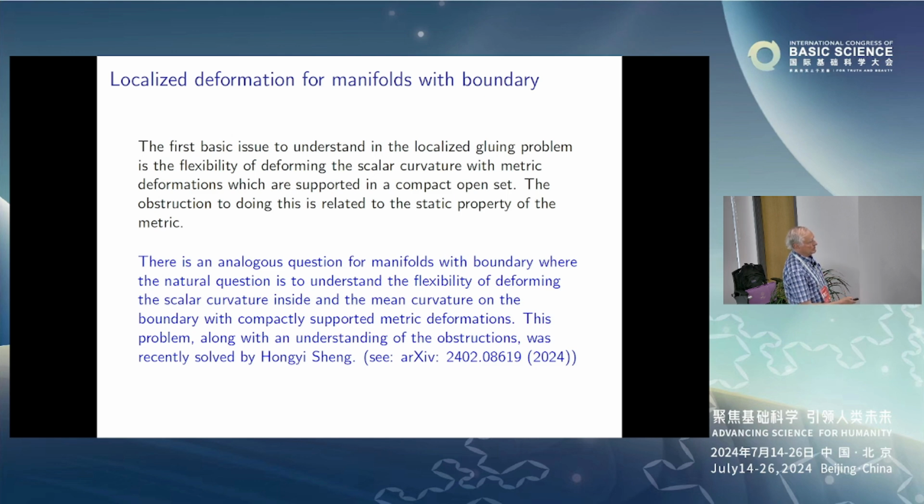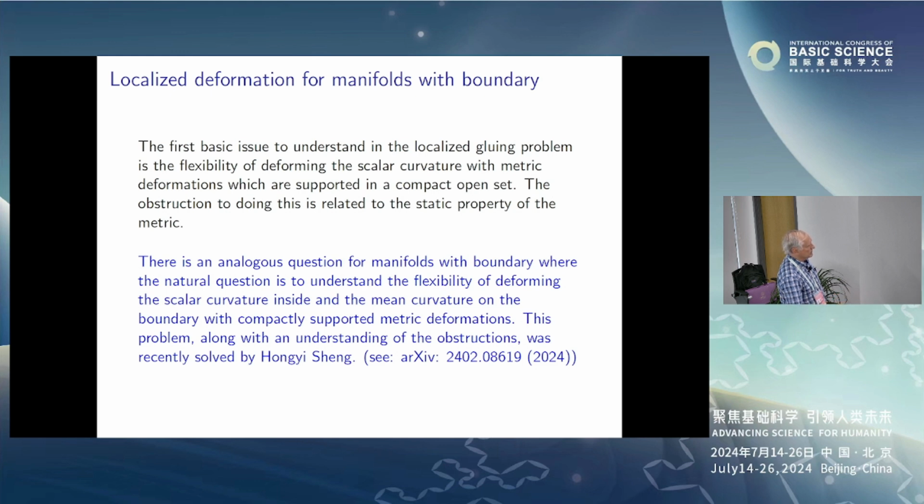The simplest case would be the scalar curvature inside and the mean curvature on the boundary. So the natural boundary condition involves the mean curvature. For example, if you're looking for a black hole spacetime, then that means it would have, say, zero scalar curvature and zero mean curvature on the boundary. So if you had something which is close to that, then you can ask the question, is it possible to deform with compact support to achieve those conditions? Adding the boundary creates quite a lot of complications.